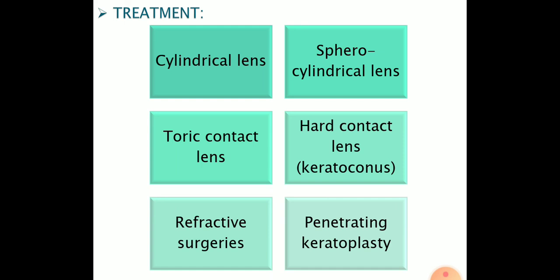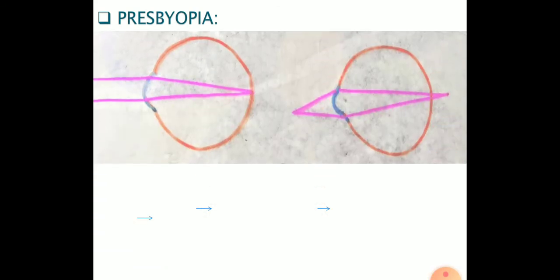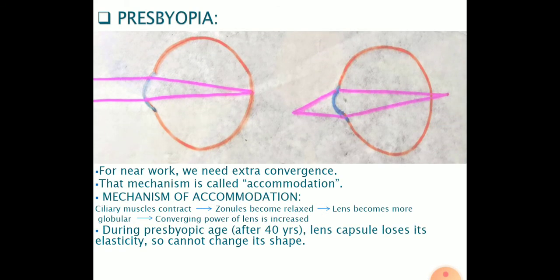Next is presbyopia. For near work, we need extra convergence. The mechanism is called accommodation. Mechanism of accommodation: ciliary muscle contracts, zonules become relaxed, lens becomes more globular, and converging power of lens is increased. During presbyopic age, after 40 years, lens capsule loses its elasticity, so cannot change its shape as previous.